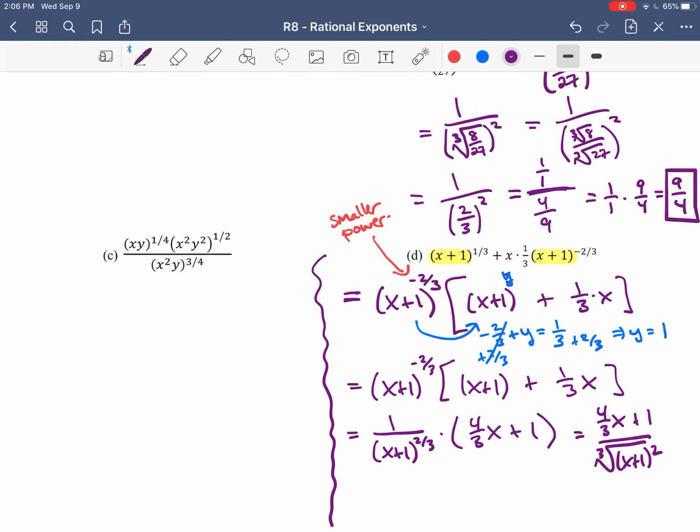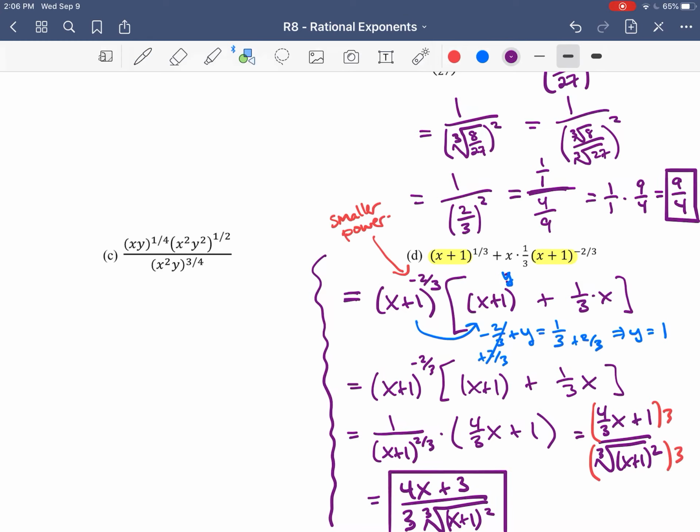Now, we don't like complex fractions, so this fraction within a fraction thing is not good. So what I could do is multiply both the top and the bottom by 3. When I do that, I'm going to have 4x plus 3 over 3 times the cube root of (x plus 1) squared. So that's one way that you can factor out this x plus 1 to the lower power.